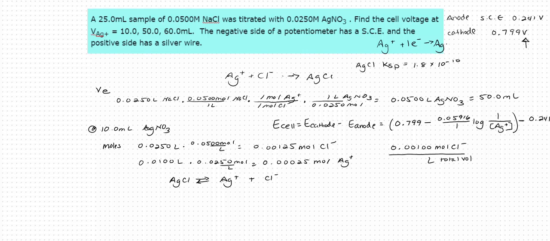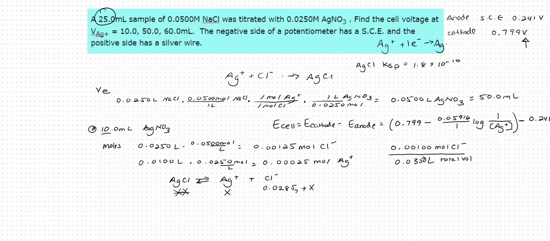In liters, we have added 10. We started with 25. We added 10, so 0.0350 liters. So the concentration of the chloride in this solution is 0.0285, and I'm going to leave this in my calculator. But we have some amount of this solid, and some amount is going to be pushed back into solution, and that amount is going to be represented by an X.